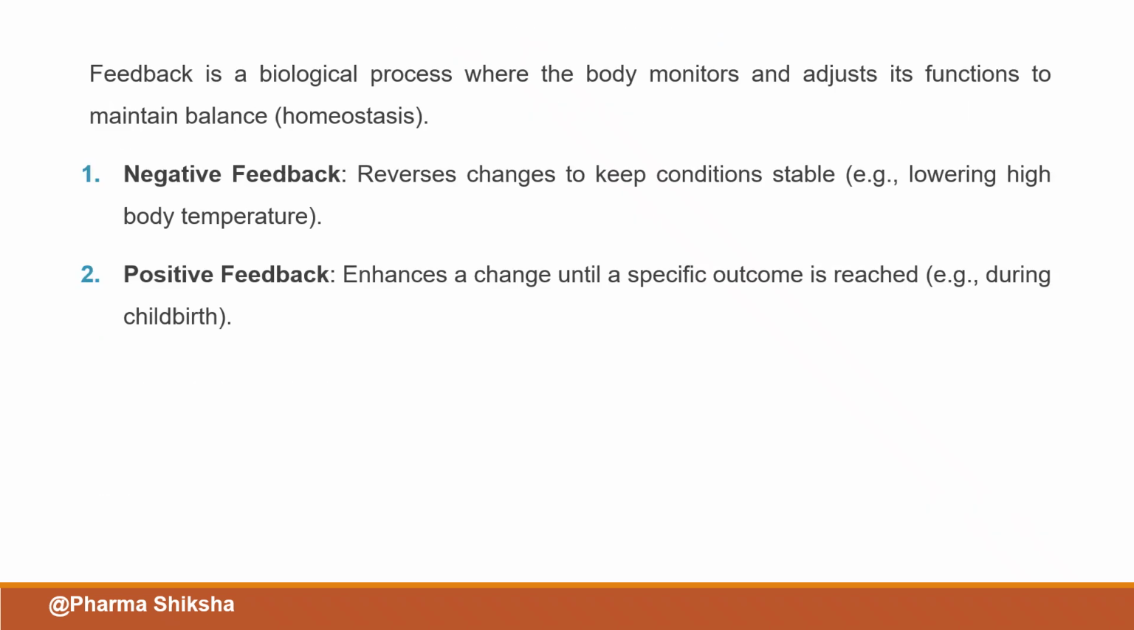There are two types of feedback mechanisms. One is the negative feedback mechanism and the second one is the positive feedback mechanism. The negative feedback mechanism reverses the changes to keep the condition stable. For example, body temperature or blood glucose level are examples of negative feedback. In the case of the positive feedback mechanism, childbirth is an example. Blood coagulation is also an example of the positive feedback mechanism.